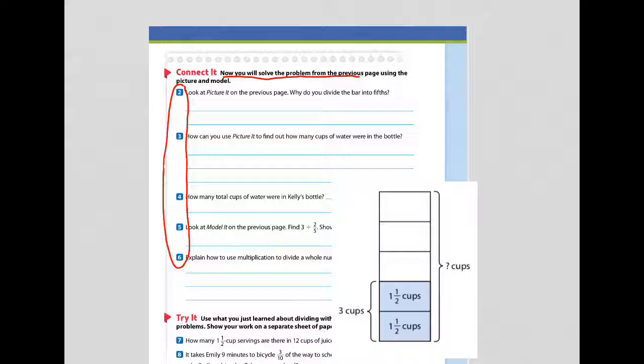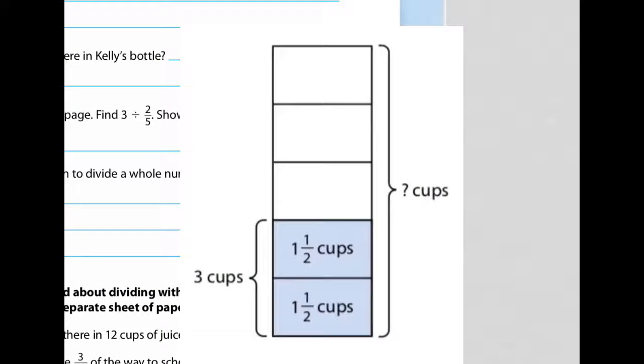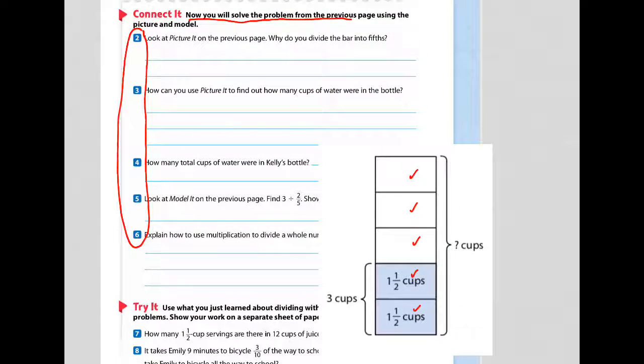Okay, so now you should be done with 2 through 6 if you're watching this again. And notice I brought the picture from the previous page over, so I don't have to be scrolling back and forth. So 2 says, look at the picture on the previous page. Why do you divide the bar into fifths? So they want to know, why did we say divide this into 5 pieces? Now remember, you don't have to have the same exact words for me, but here's what I'm going to say.